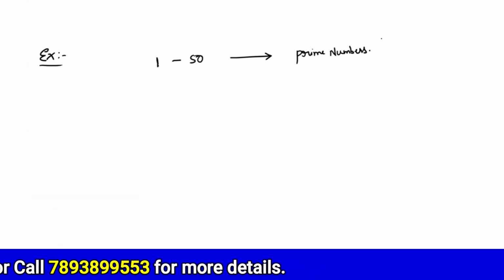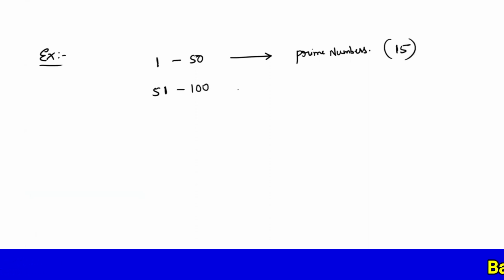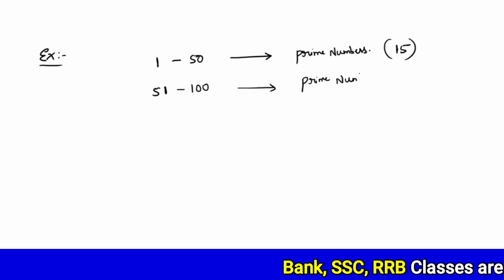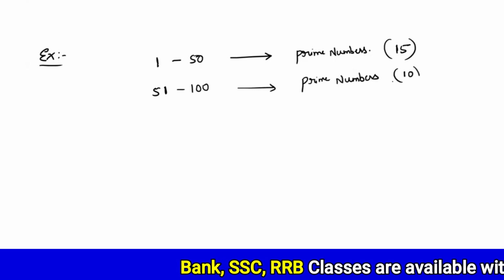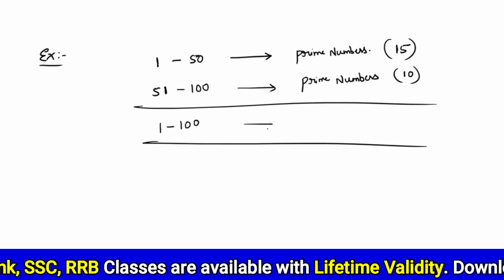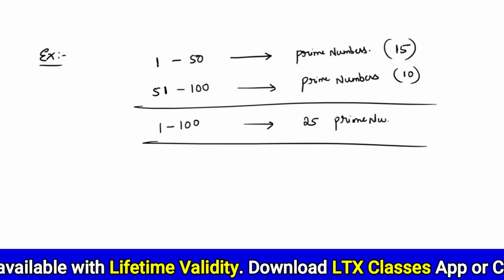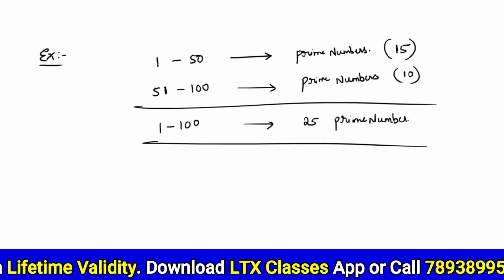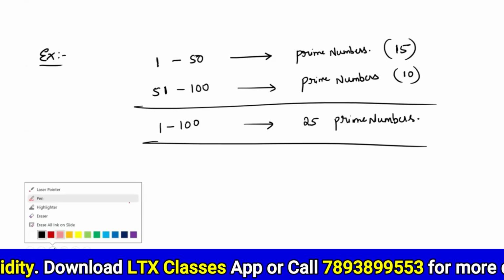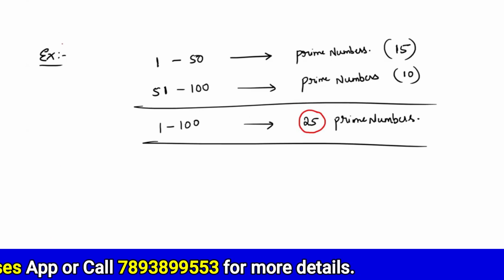15. Very good. There are 15 prime numbers. Excellent. Okay. Next, from 51 to 100, how many prime numbers are there? 10. Yes, from 51 to 100, there are 10 prime numbers. So from 1 to 100, we have 25 prime numbers. So please remember this point. This is very important. Next, the second question.